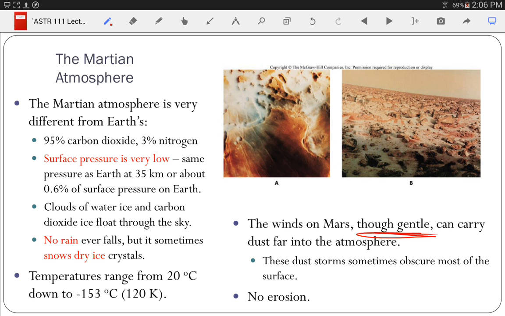You have no rain, but you do have dry ice snows. Whoa. Well, we do too. Some of your fire extinguishers are CO2 fire extinguishers. You take the CO2 fire extinguisher, and you point at your friend, and you pull the handle, and it snows on them. Just like being on Mars during a snowstorm.